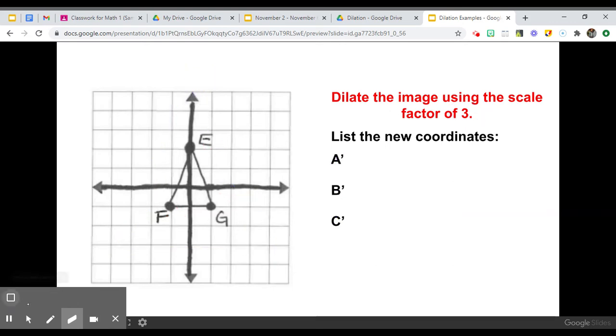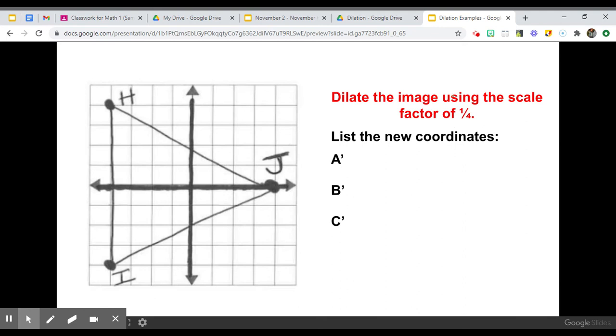So now let's take a look at the next one, where I'm going to end up having a scale factor of 1/4. I wonder what that is going to cause. Okay, so I'm going to go ahead and change these letters to H, I, and then J. So H is hanging out at -4, 4. I is at -4, -4.